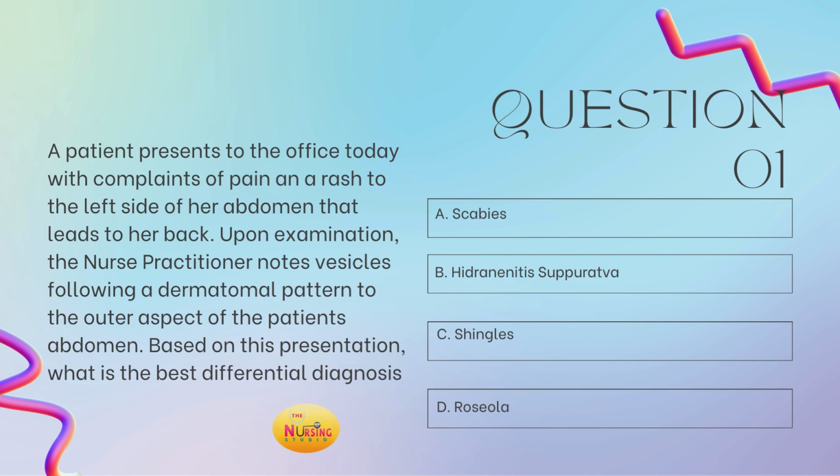So here this patient comes in with complaints of pain to the left side of her abdomen that leads to her back. She also says there's a rash there. Upon exam, the nurse practitioner notes vesicles following the dermatomal pattern. When I say this, you say that, right? This is one of those things, those key identifiers that you hear me talking about. So when I say vesicles that follow a dermatomal pattern, you should say shingles, you guys. So the best differential diagnosis here is C, shingles.